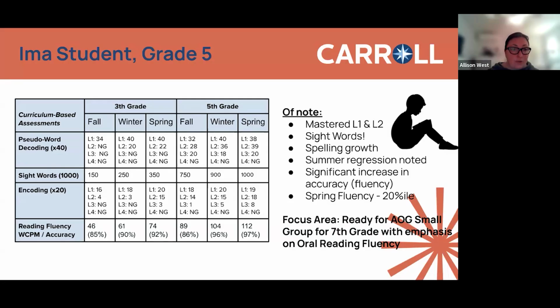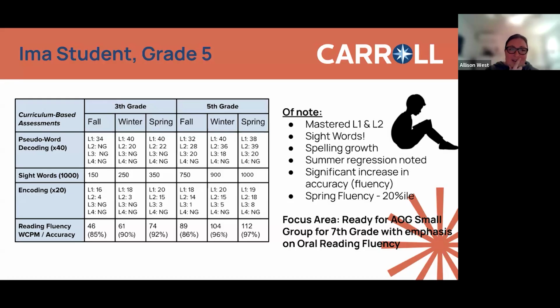That sight word growth is also super impressive. From the time 3rd through 5th grade, completely mastered the first 1,000 sight words. And that is an important distinction. As students master the first 1,000 sight words, it definitely unlocks a big portion of the decoding piece for them.